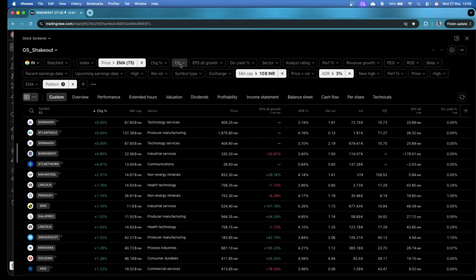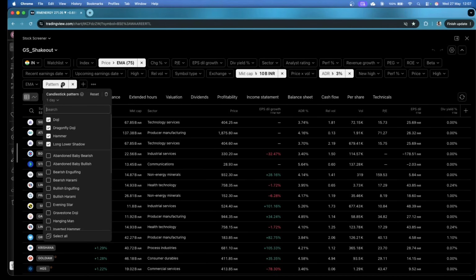So what I simply put is the EMA, market cap, and ADR. These are the three important parameters I put, and then I add a candlestick pattern. So here if you see on TradingView, you can add a candlestick pattern option, and I generally choose these four: doji, dragonfly doji, hammer, and long lower shadow. I mean, you can go and Google what exactly these candlestick patterns are. I can create a separate video about it at a later point of time.